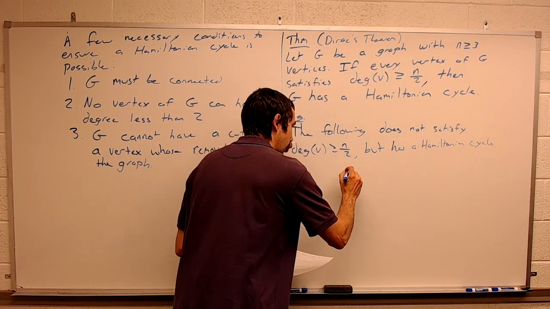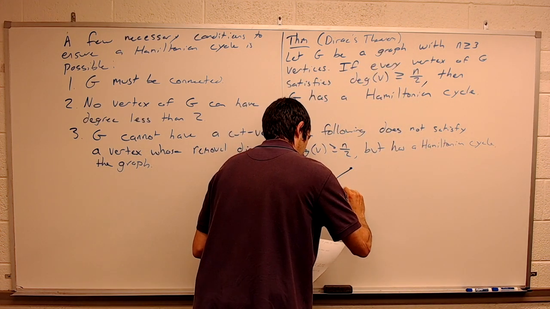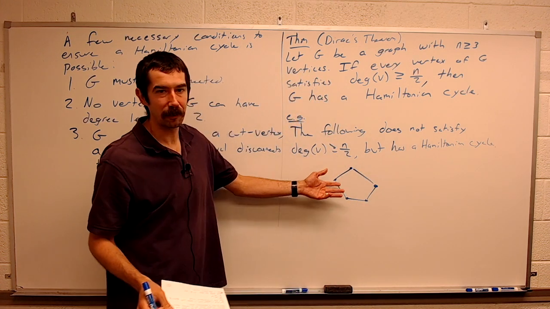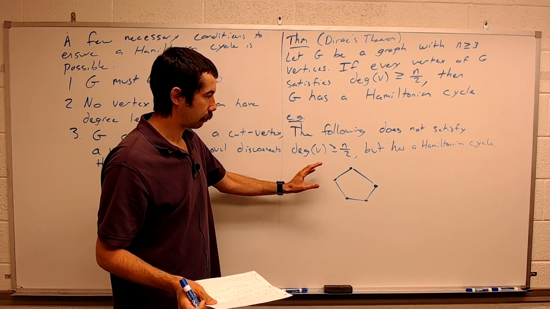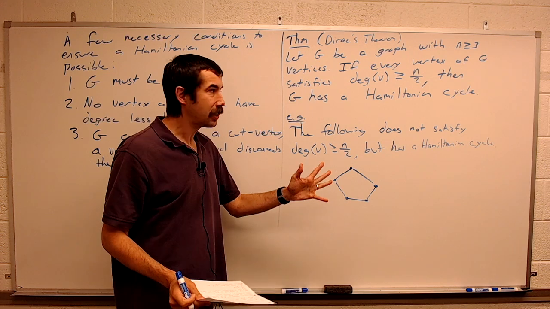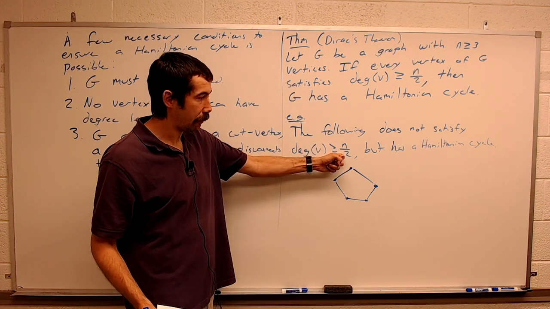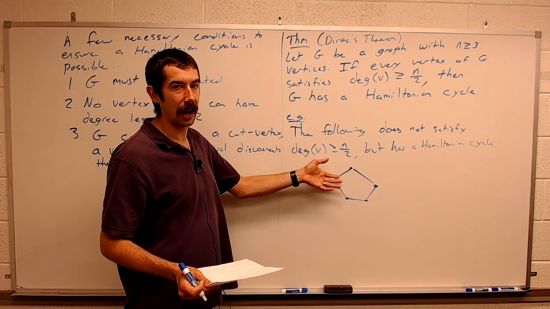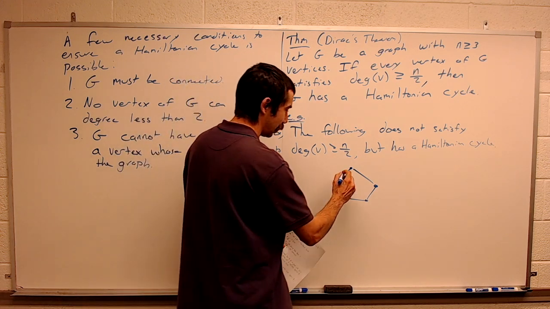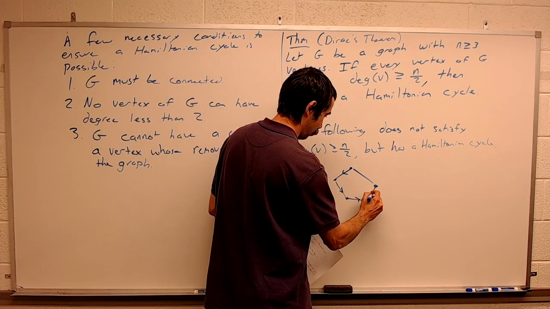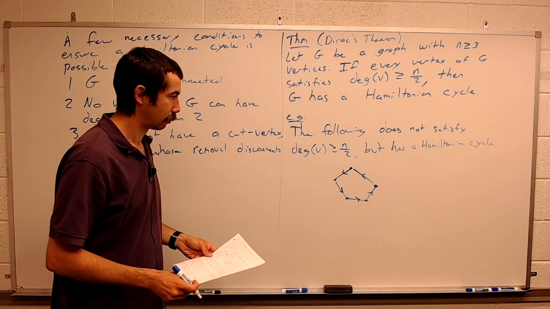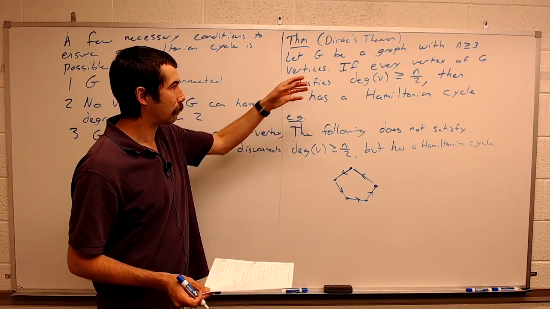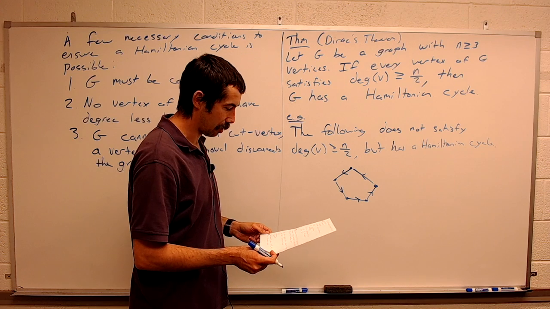All right, and what is the graph I'm going to show you? It's just the cycle with 5 vertices. This graph has 5 vertices. So 5 over 2 is 2.5. Each vertex has degree 2. 2 is not greater than or equal to 2.5. But there is a Hamiltonian cycle, right? Just this. All right, so this has a Hamiltonian cycle, but it does not satisfy the assumptions of Dirac's theorem. But that's OK.